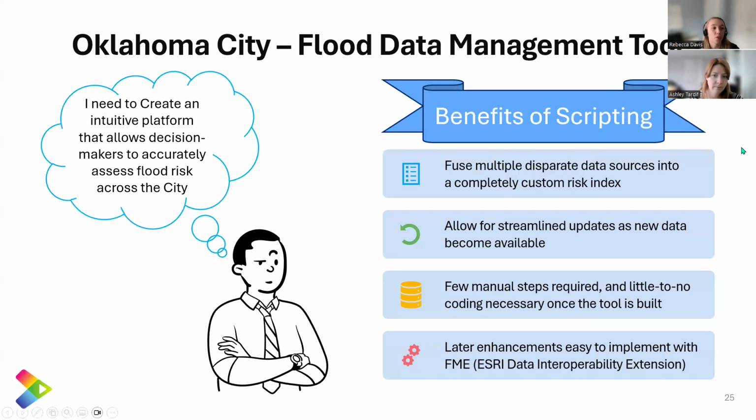The next one is for the city of Oklahoma City to create a flood data management tool. This tool is used as a platform to allow decision makers to accurately assess flood risk potential across the city. Some reasons why we chose to script these processes are to fuse multiple data sources into a custom risk assessment and to allow new and updated data to be added into the tool. You're able to essentially rerun the script with that updated data, and there's little to no coding necessary once it's built.